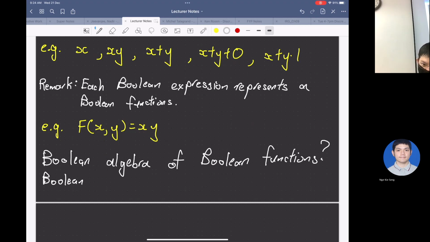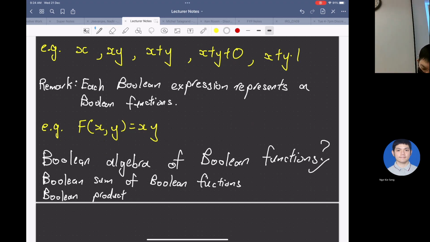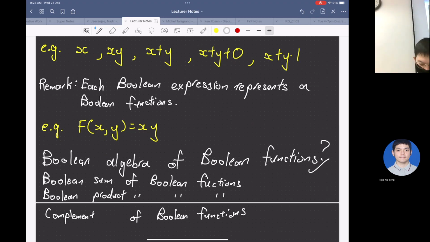So we can take the Boolean sum of Boolean functions. We can take the product of Boolean functions. We also can take the complement. Of course, you still need to check whether they satisfy the 5 rules. Okay, let's go into it. Define this Boolean algebra.